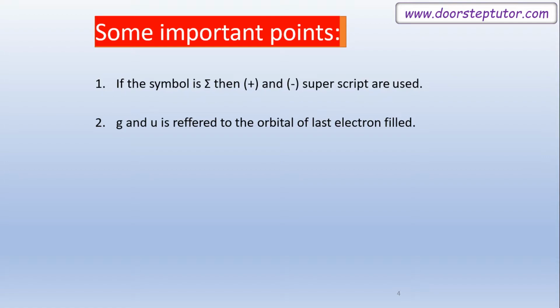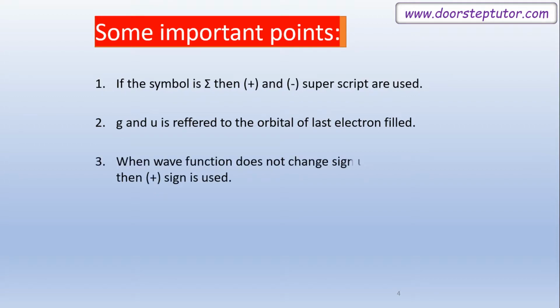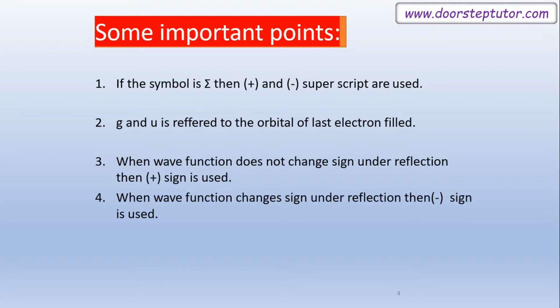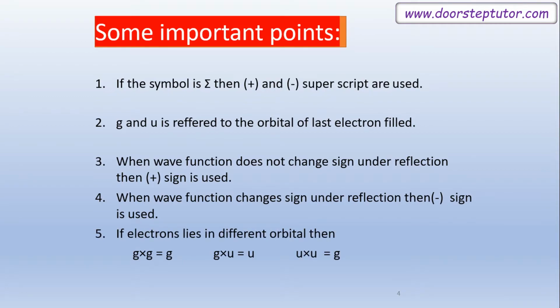If the lost orbital with one electron is unzerred, then you can write unzerred. Otherwise, if two electrons are there, we have to multiply G into G, or G into U, or U into U. Please remember: G into G is G, G into U is U, U into U is G. So these electrons lie in different orbitals.